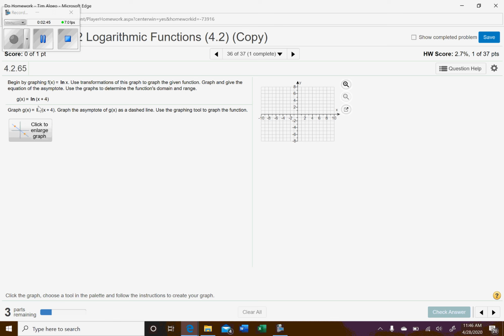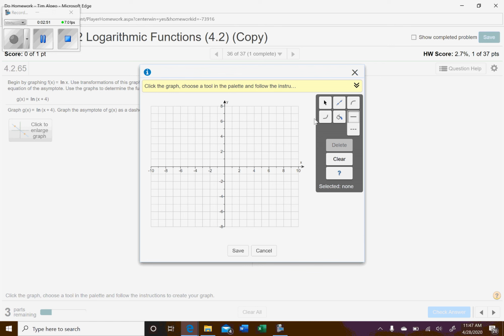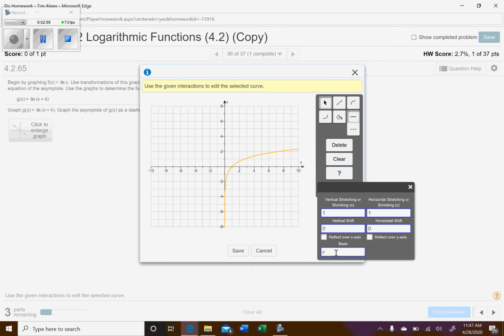Okay, so I got a couple more here. See, this time the difference is it has x plus 4, but it's in parentheses. So when you graph this one, once again, you click anywhere and it'll pop up. This time it's a base e. What's going to be different this time is I'm going to be shifting horizontally, not vertically, because of those parentheses. Now the plus 4, you would think it would shift to the right 4, but it's actually to the left 4. So I'm going to put in negative 4. So it causes it to shift to the left 4.